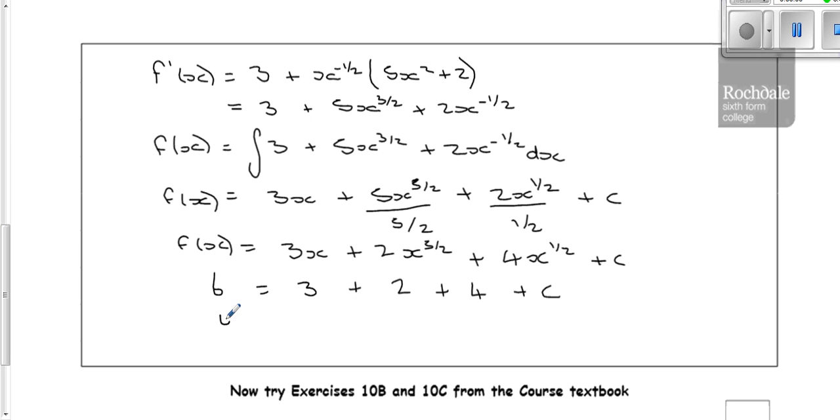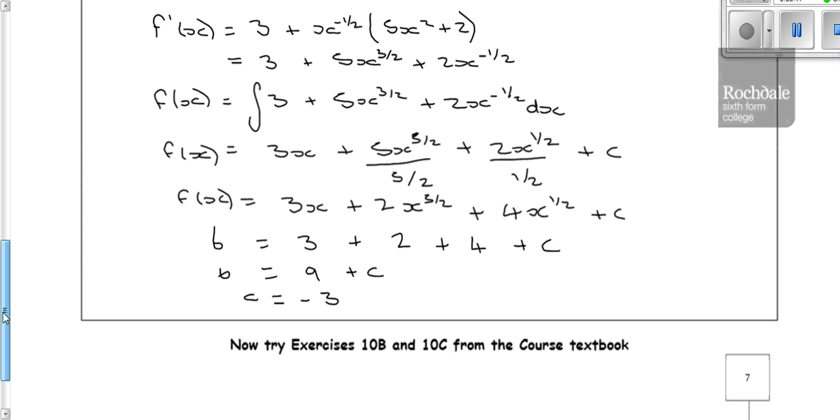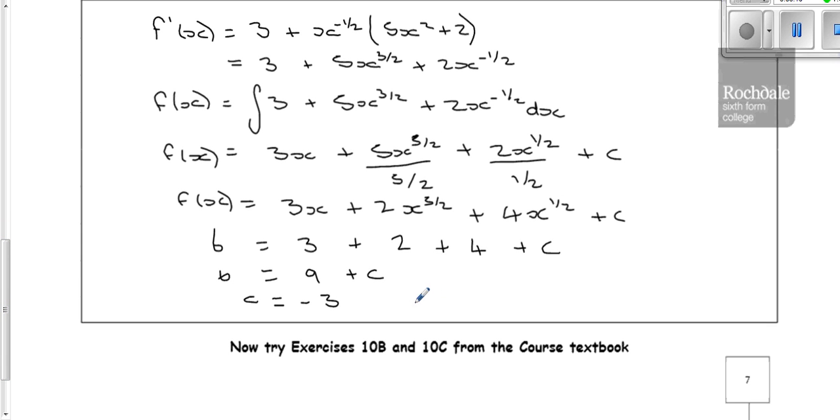So in this case we've got 6 is equal to 3 add 2 add 4 is 9, add c, therefore c is equal to minus 3, taking the 9 over to the other side. We've been asked to find f of x and simplify your answer, so we must write down our final answer, which is f of x. It's only x, but never mind.